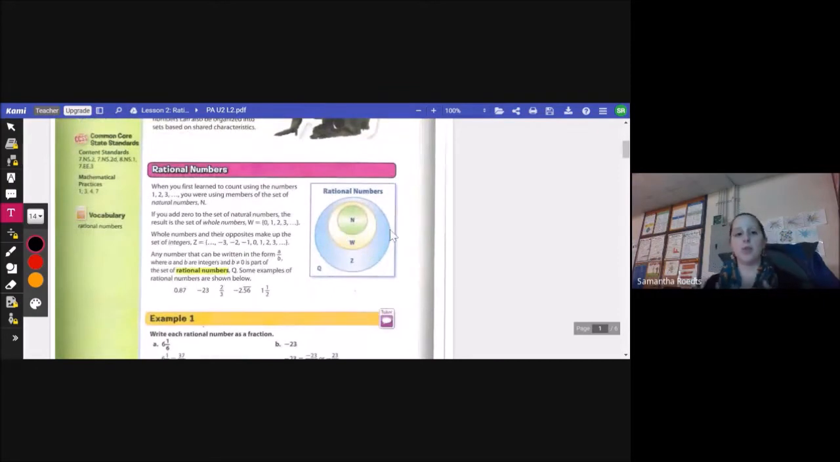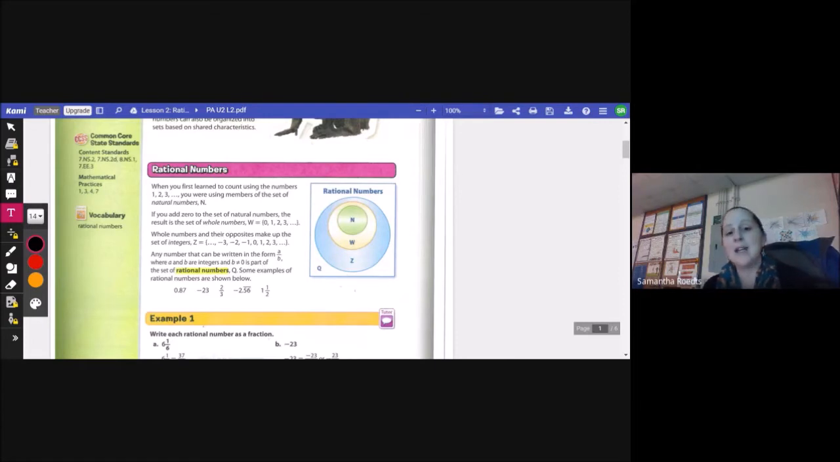So rational numbers. When you first learned to count using the numbers 1, 2, 3, and so on, you were using numbers of the set of natural numbers, or N. When we added 0 to the set of natural numbers, the result is the set of whole numbers: 0, 1, 2, 3. Whole numbers and their opposites make up the set of integers, or Z, so any of the negative whole numbers all the way through positive whole numbers.